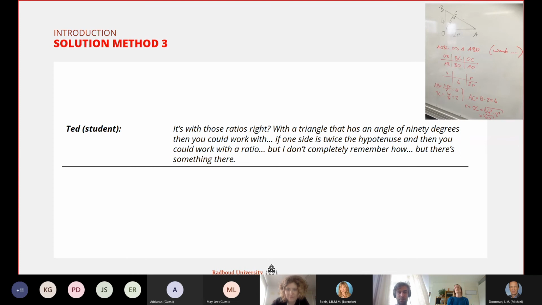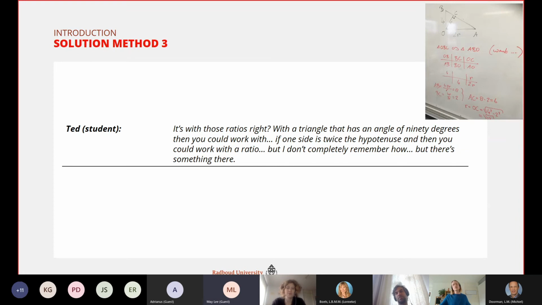Maybe Mei Li again. Okay, so if I was a teacher and the student said something like that, I might say, well, what do you remember about ratios? So first, establishing what it is that the student remembers, since he says he doesn't completely remember how, but there's something there. Then I might say, well, what specifically do you remember? And have them apply it to the ratios that are shown in the triangle right now.